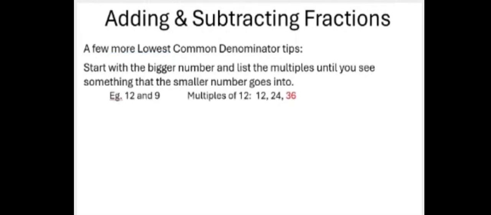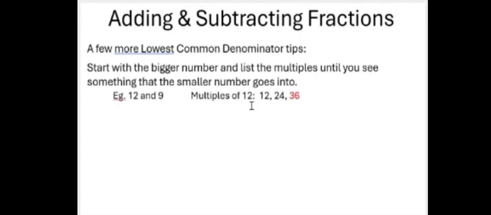So for example, with 12 and 9, let's say you know your 9 times table pretty well, right? 9 has a little trick: all the 9 multiples, the two digits add up to 9. 12, does 9 go into 12? No. Does 9 go into 24? No. Does 9 go into 36? Yes, there we go. I got it, right? So just list your multiples of 12 without listing all your multiples of 9.